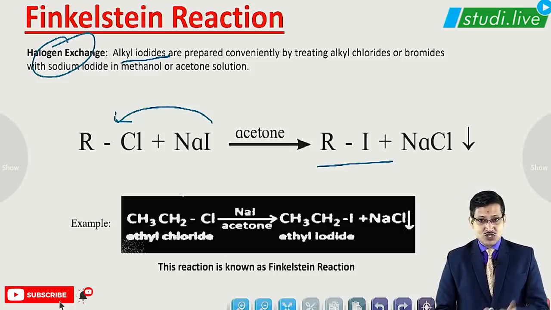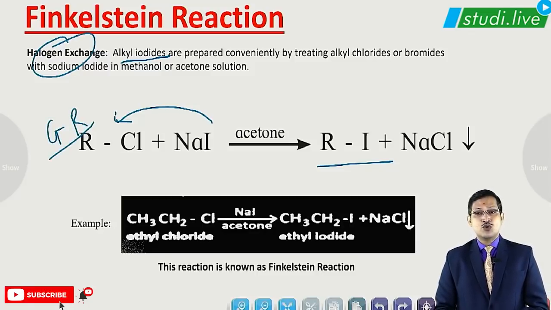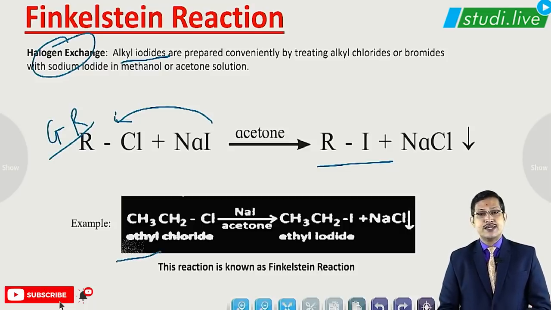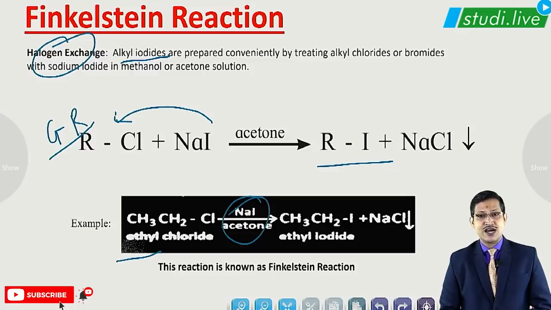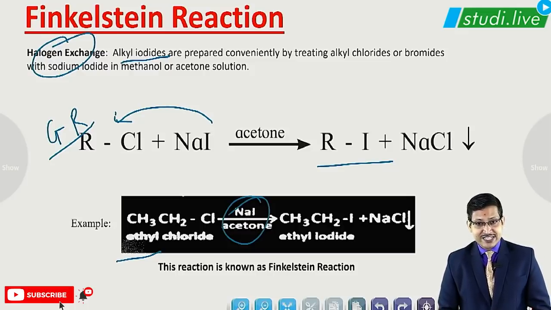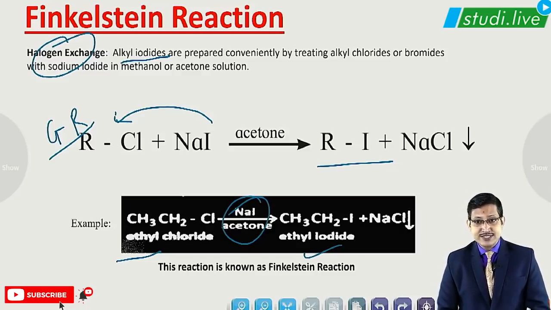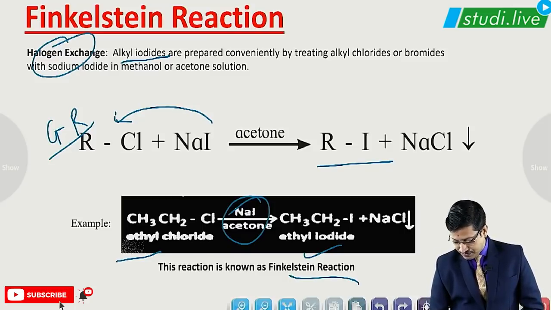Now this was the general reaction. Now coming on to the example, the alkyl group we have taken for example is ethyl group. So ethyl chloride reacts with NaI in presence of acetone. Again, the reaction conditions are very important, and when this reaction takes place, it gives you the formation of ethyl iodide with the byproduct of NaCl. That is the substitution taking place. This reaction is called Finkelstein reaction.